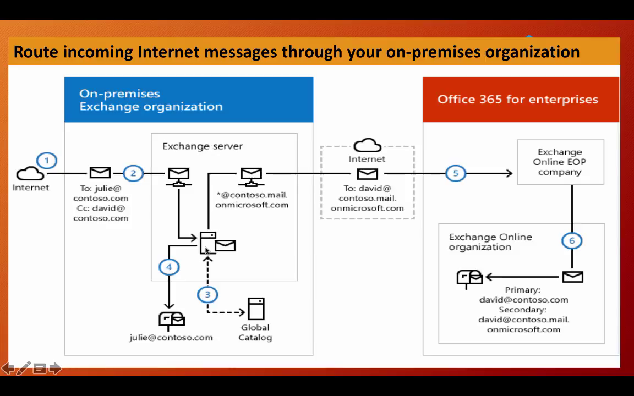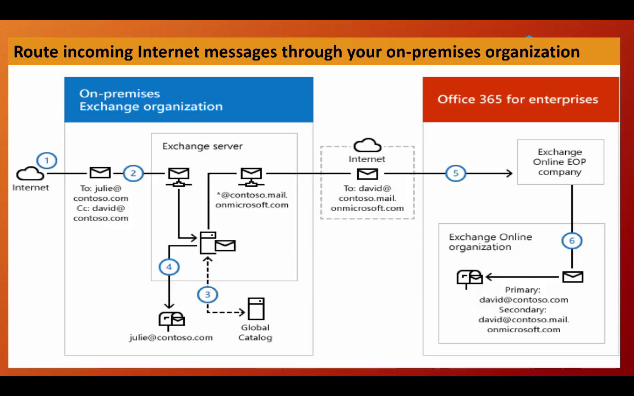So when a query is done against the global catalog server, David's mailbox also has an additional SMTP address configured on the mailbox, where it says that this user also has david@contoso.com plus the address at contoso.mail.onmicrosoft.com, which is a hybrid configuration routing address.